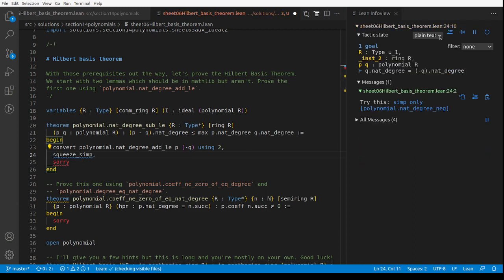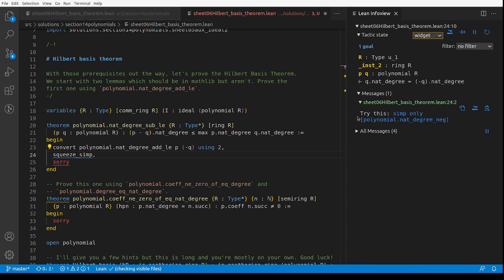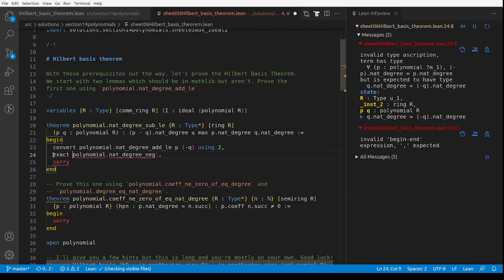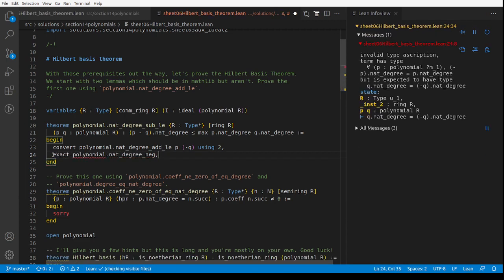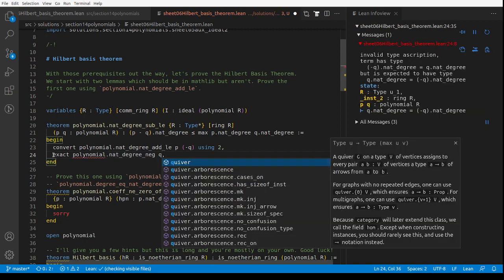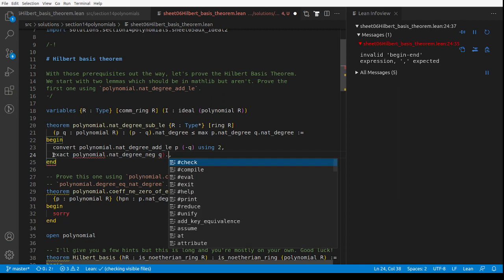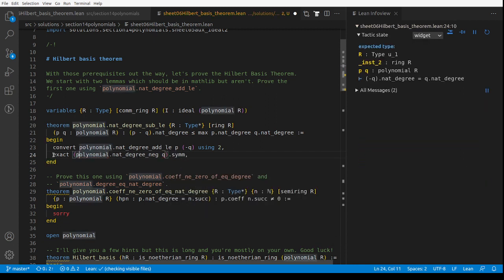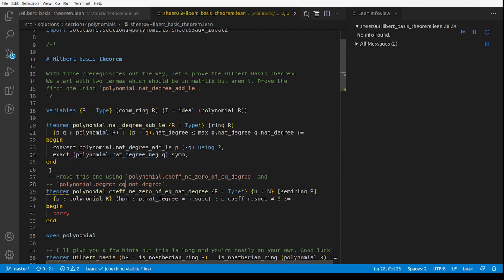Let's see what that's called. It's called nat degree neg. So let's just rewrite. I mean, it's just going to be exact this, presumably. Or we could apply it. Exact degree neg Q. Oh, we got the wrong one. We need to apply ec.sim, so how about we do that? Bingo. So that's the end of that.